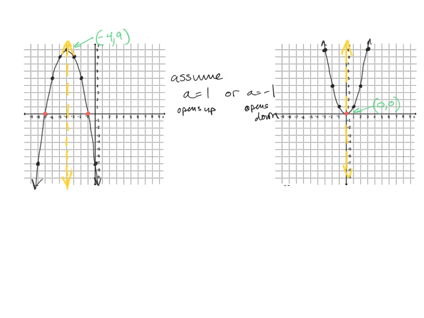So the first one here, let's just call it f of x. I've been using f enough. All right, first thing, super simple. Is it opening up or down? This one over here is opening down. So my a value will be -1.